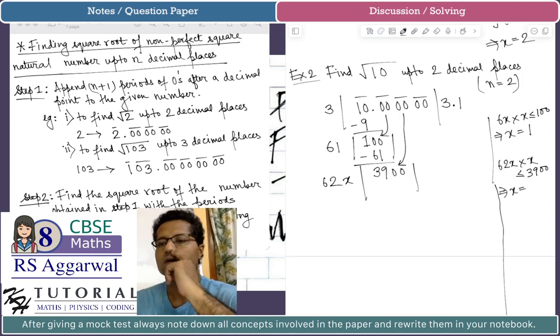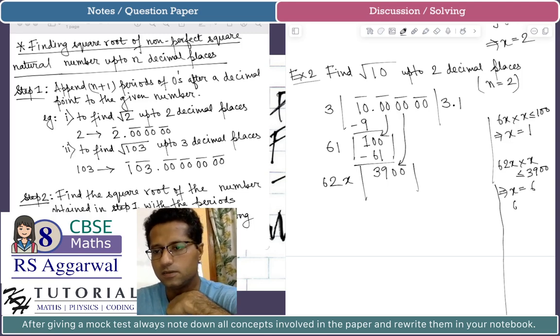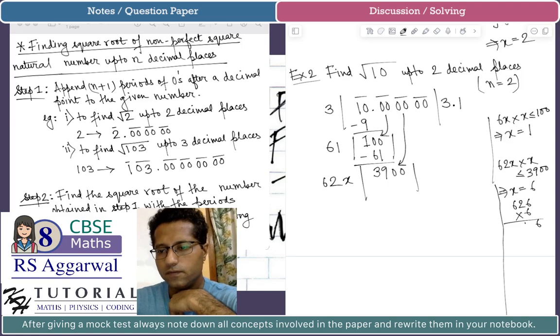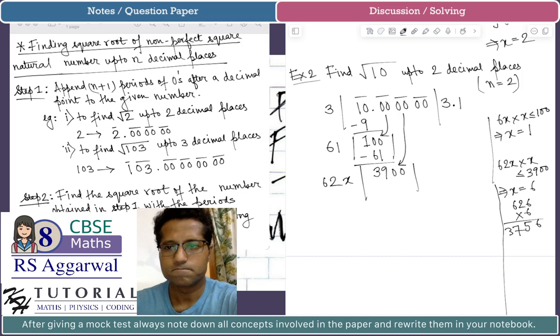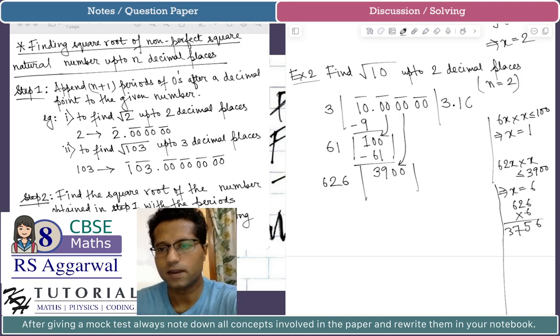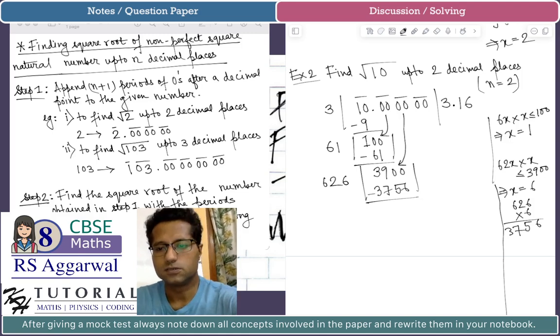This will imply what will x be? Can x be 6? Can x be 7? No, I think x will be 6. Let's check it. 626 multiplied by 6 is 3756. Okay, so it is 6. We write 6. We also append 6 to the quotient, and 626 multiplied by 6 is 3756. We find the remainder, that is 144.